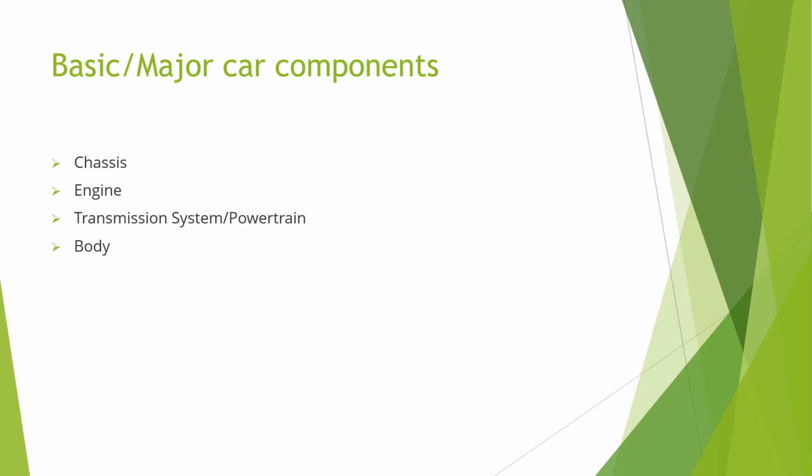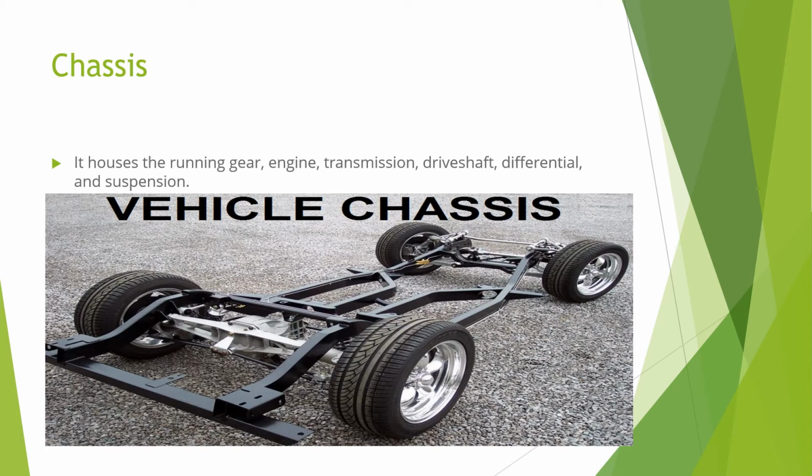So firstly, we'll see the chassis. What you see here, the big picture on your screen, is the vehicle chassis. It houses the running gear, engine, transmission, drive shaft, differential and suspension. The easiest way to remember or understand a chassis is to think of it as the skeleton of the car.